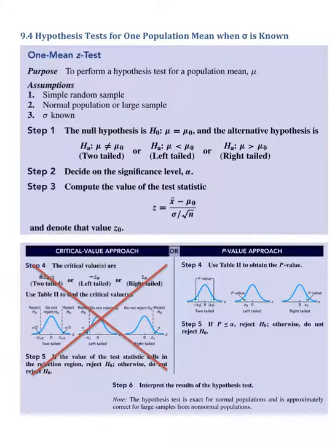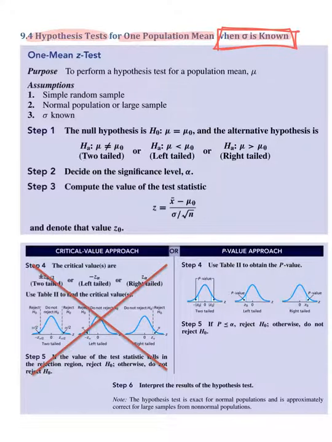Okay, here's a summary of the hypothesis test for one population mean when sigma is known. Sigma will always be given. We always take the z-score for the test statistic, and we take a probability from the z-table. Okay? So it's very important.